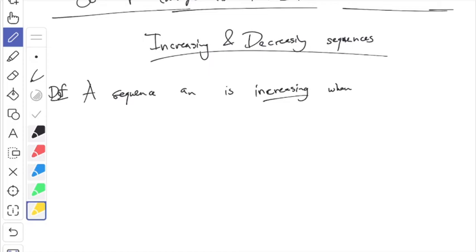Increasing means it gets bigger every time. Like if I were to write the individual terms, what about A1 versus A2? If it's increasing, it means A2 is bigger, right? So as an inequality, I could write that. Now, if I say it gets bigger every time, it means this. They all go like this, right? It just gets bigger every time.